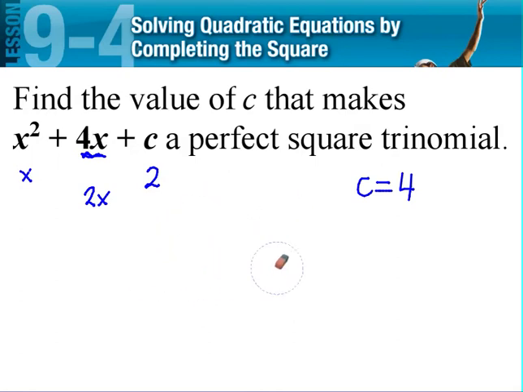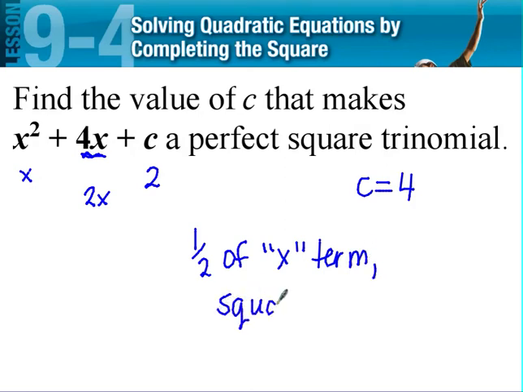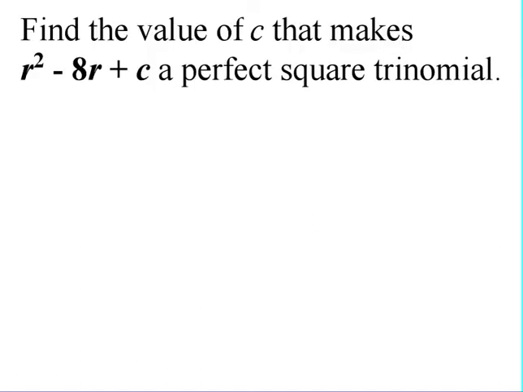So let's review again. What I do is take half of the x term, and then I square it. Half of the x term, and then you square it. So let's go ahead and look at this problem. Find the value of c that makes r squared minus 8r plus c a perfect square trinomial. I want you to do those 2 steps we just talked about. I'm going to go around and check your answers.